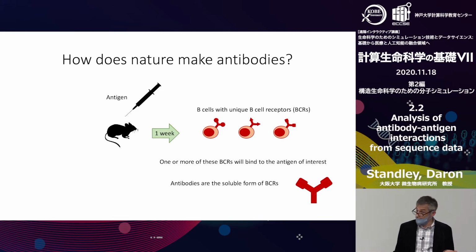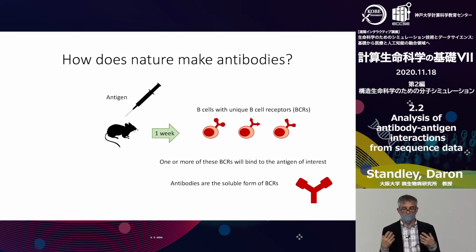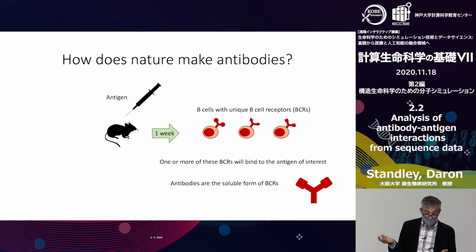Those B cells have B cell receptors, which are generally unique to each cell. And the chances are that the most populated B cells a week after you immunize an animal will bind to the antigen, and the antibodies are just the soluble portion of the B cell receptor. So this is not a physics explanation for how nature makes antibodies, but this is how we make antibodies: we expose an animal, usually a mouse or a rabbit, to an antigen, and the antibodies just come almost every time. So it always works.